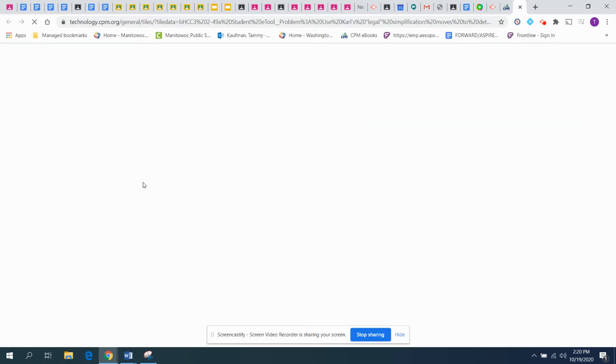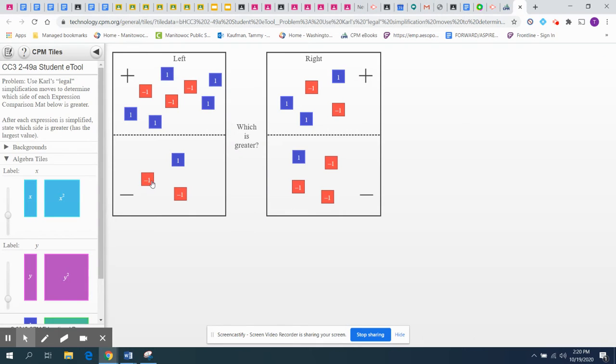All right, so I'm going to go in, and the first thing I like to do when I'm simplifying, this is letter A, is flip my tiles up from the bottom. If it was a positive on the bottom, it becomes a negative up top. If it was a negative on the bottom, it becomes a positive on the top. So I'm going to do that with all my tiles.